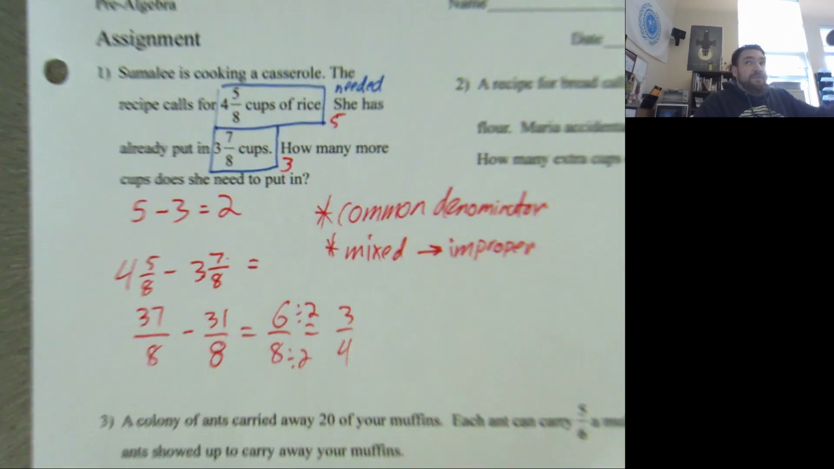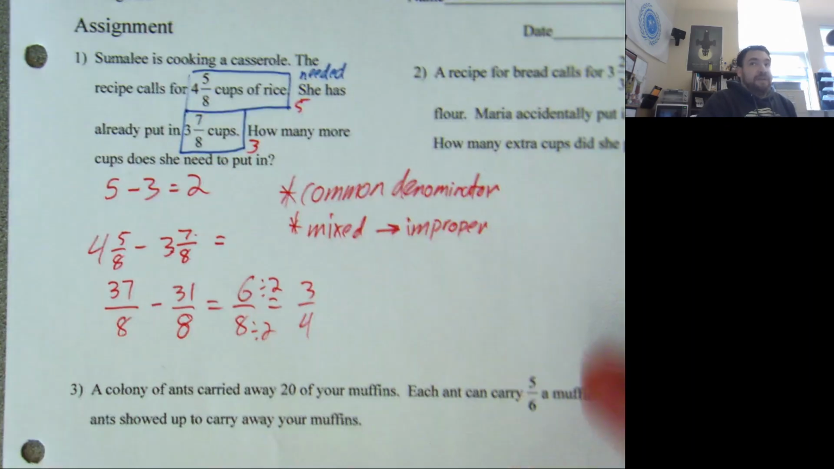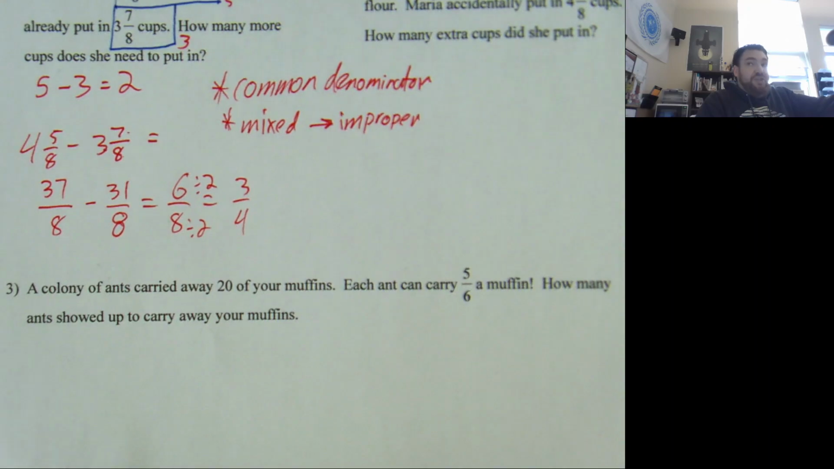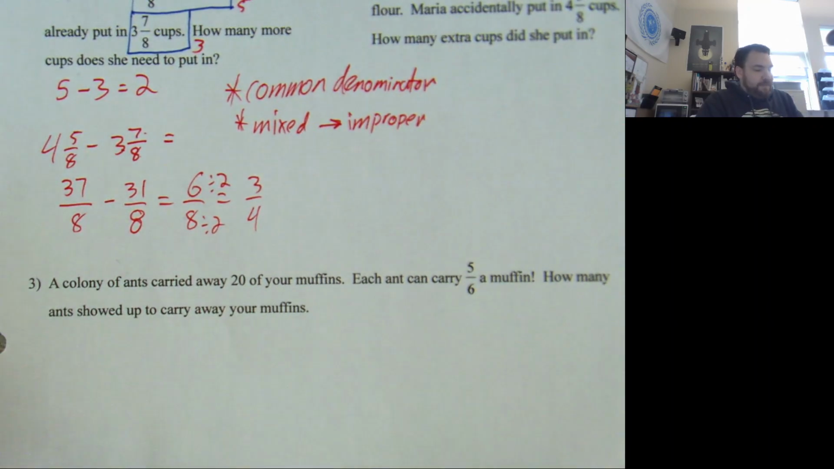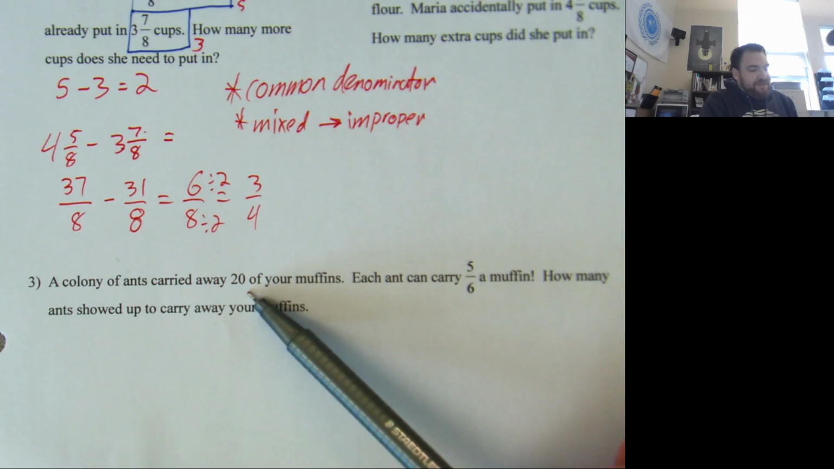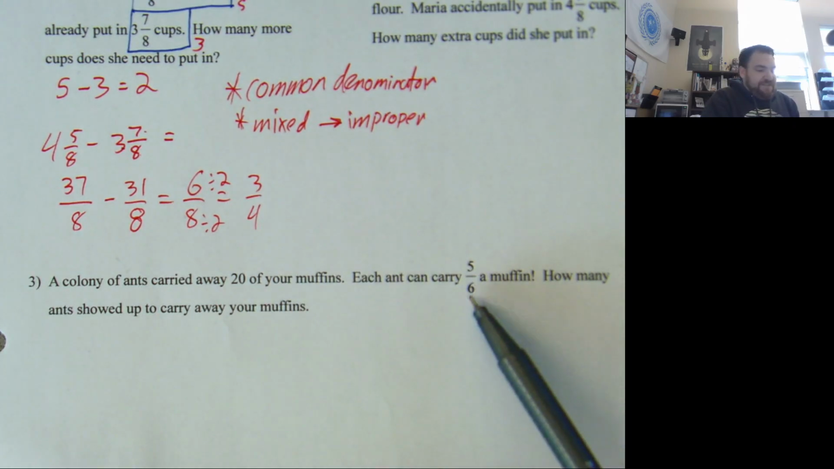Question 2 is very similar, so I'll leave that. If you haven't done it yet, I'll let you play with it. I do want to talk about question 3 before I hand out the reviews. You've got a colony of ants that carries away 20 of your muffins. If each ant can carry 5/6 of a muffin, how many ants showed up to carry away your muffins?